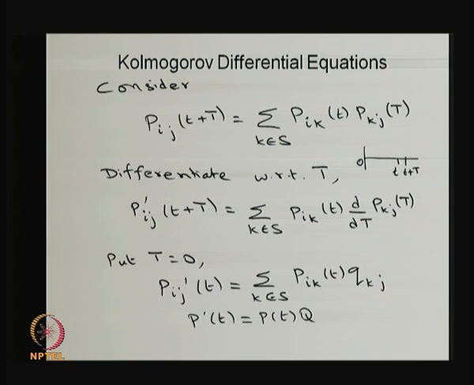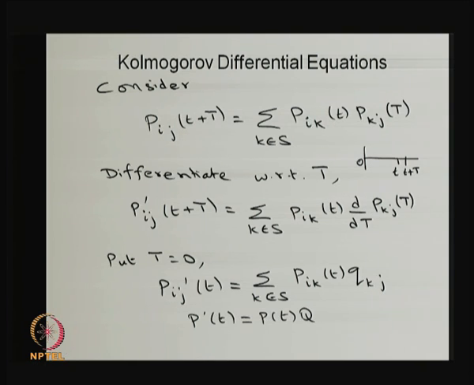Then substituting t equal to 0, I will get the left hand side is going to be p i j dash of t, that is same as the summation over this, whereas this is nothing but the way we have defined the infinitesimal generator matrix entries. So, this is nothing but the q k j, that is the rate at which the system is moving from the state k to j.